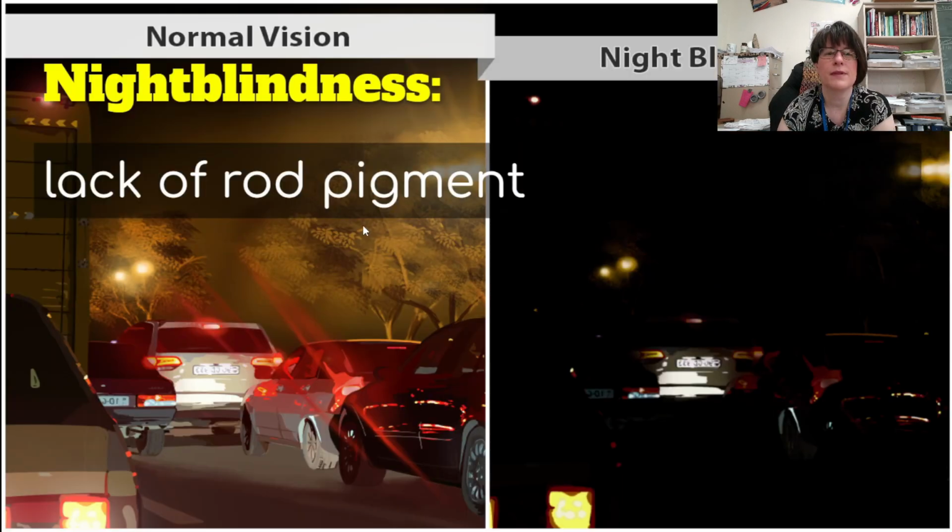There's also night blindness. This is a lack of rod pigment. So this is what people normally see with just a little bit of light at night. They can see cars and things. This is what night blindness would look like. Okay. And sometimes this is due to a lack of nutrients in the diet.